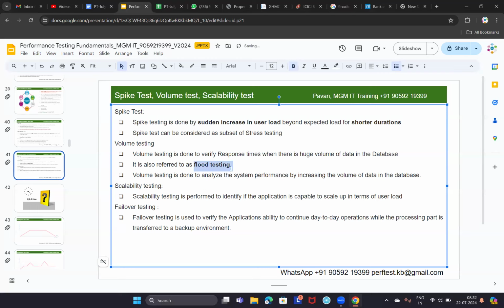This is also not so important. Volume testing is also referred to as flood testing. So what is volume testing? It is done to verify the response times when there is a huge volume of data in the database.